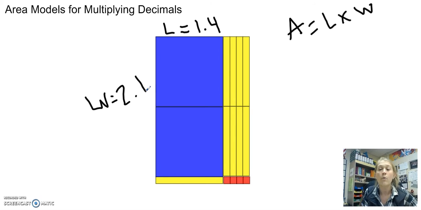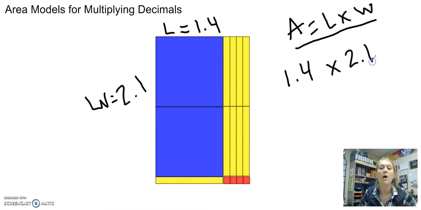So now we need to know what is the multiplication problem that this area model is showing us. To do that, we come back over here. We remember that area equals length times width. So this problem is showing us our length, 1 and 4 tenths, times our width, 2 and 1 tenth. So this model is showing us 1 and 4 tenths times 2 and 1 tenth. That's the problem, but what's the solution?